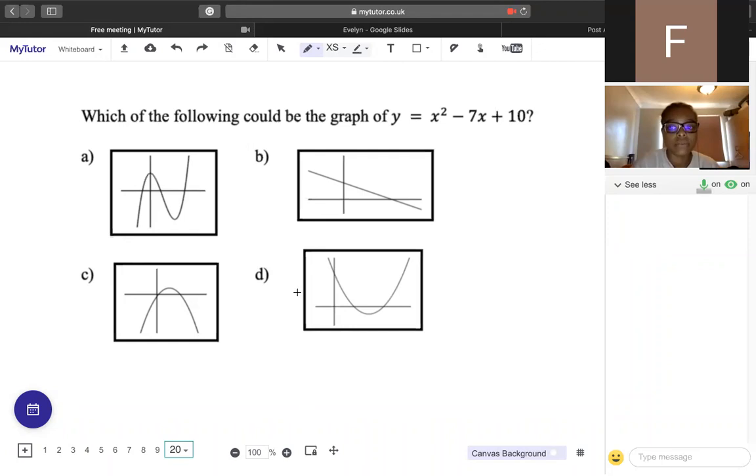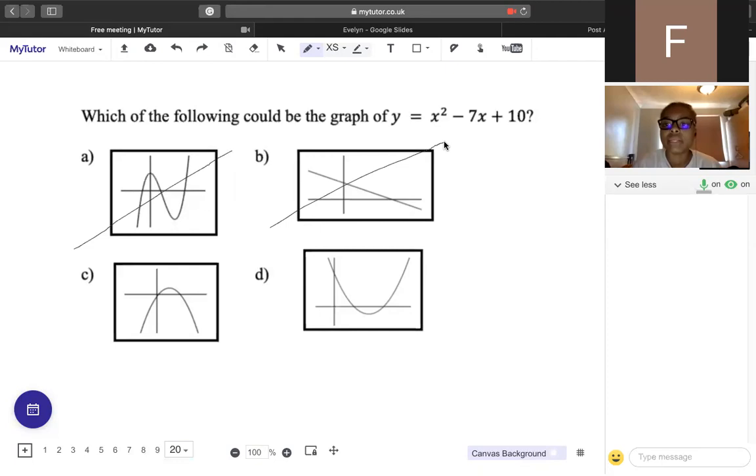So first of all, this equation is a quadratic equation. So we know that we're looking for a quadratic graph. This one is not a quadratic graph, it's a cubic graph. And this one is not a quadratic graph either, because it's a straight line, so it's a linear graph. So it could either be C or D.